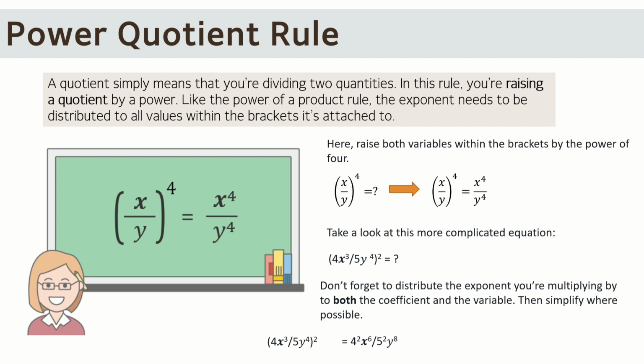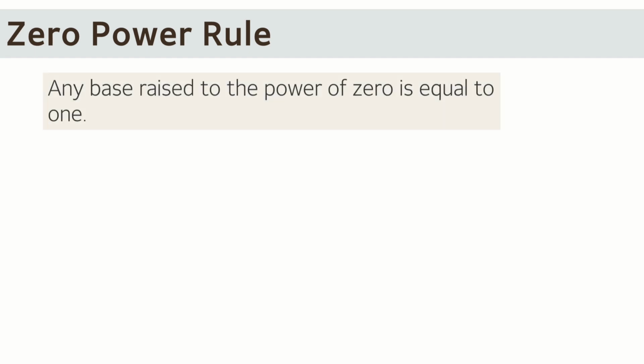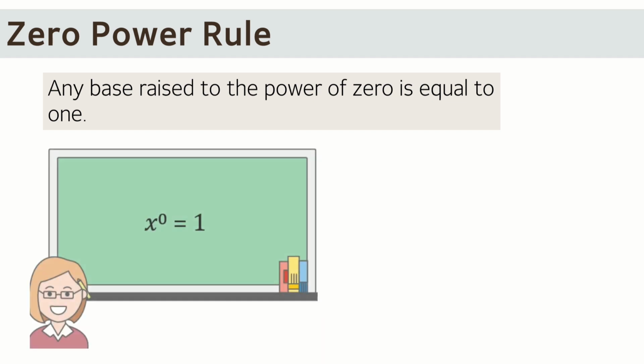We know that 4 squared is 4 times 4, that is 16, and 5 squared is 5 times 5, that is 25. So if we simplify this, the answer would be 16x raised to 6 all over 25y raised to 8. For the sixth law of exponent, we name it the zero power rule. Remember that any base raised to the power of 0 is equal to 1. So that's x raised to 0 is equal to 1.